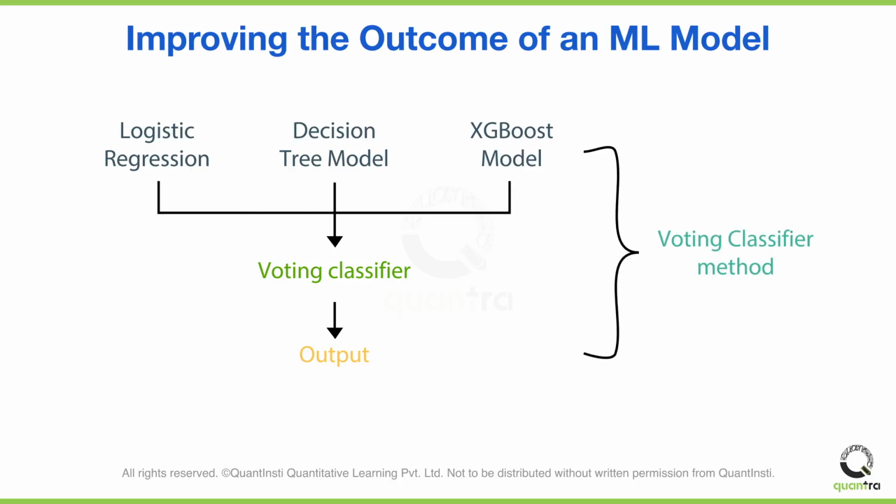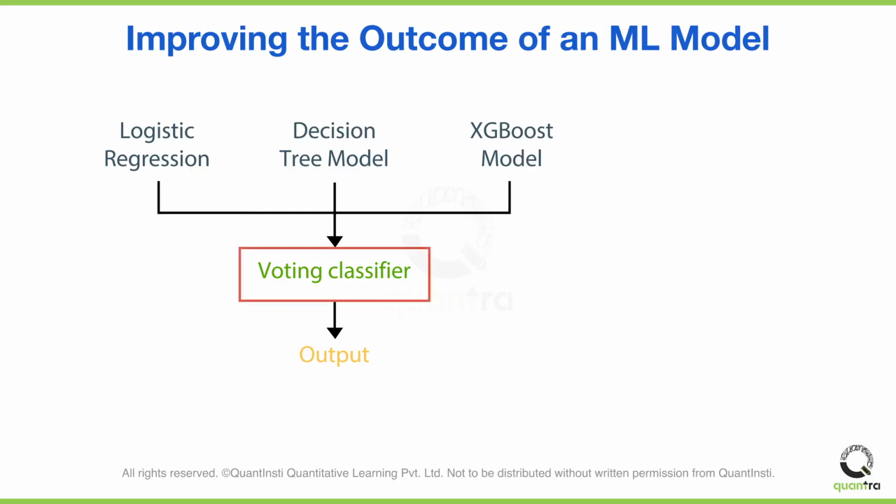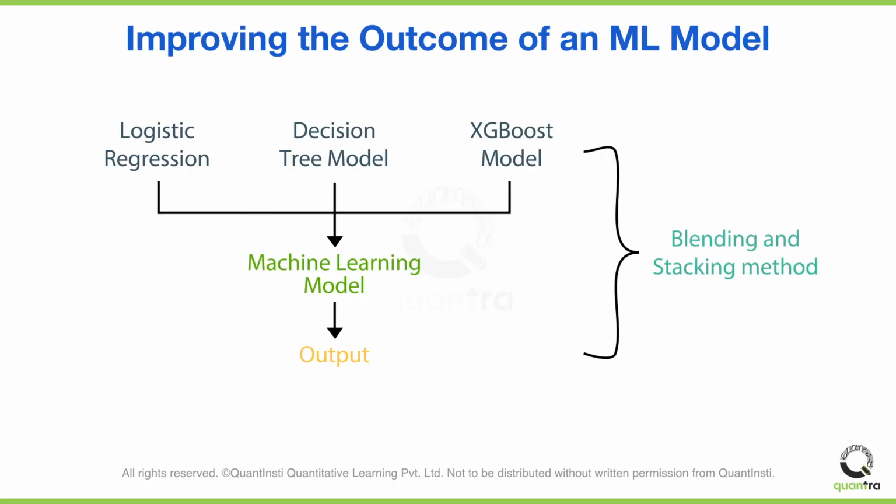In the previous method, you used a voting mechanism to give the output. You could add a machine learning model instead, which takes the predictions of the ML models as input and after training, gives the predicted output. This is the blending and stacking method.